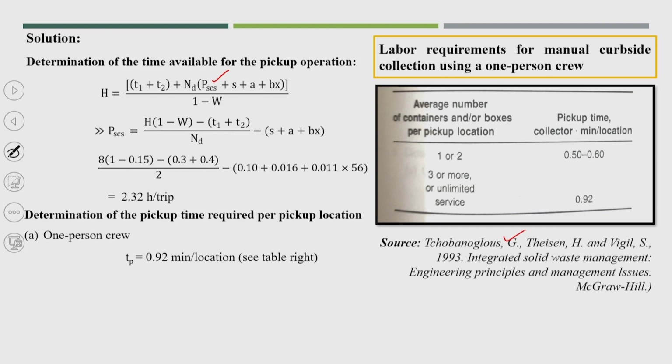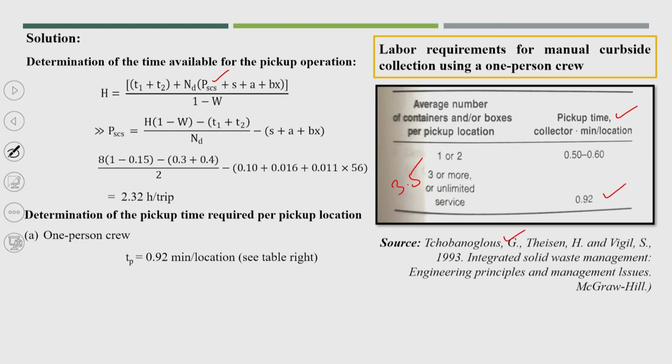There are two columns given here: the average number of containers or boxes per pickup location, and in that case what will be the pickup time, in collector minutes per location. In our case, the number of containers at each pickup location is 3.5. So, we can select the second one, 3 or more or unlimited services. In that case your TP value will be 0.92, which we assume.